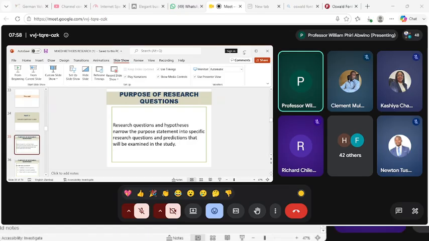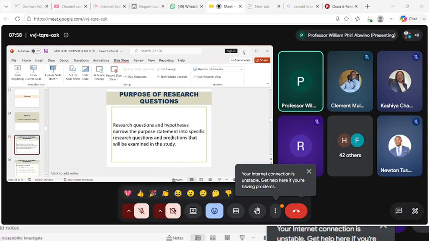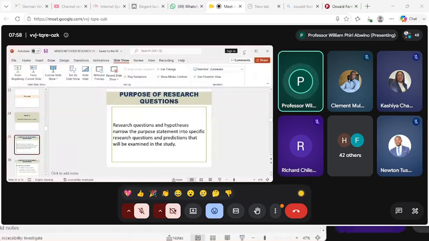Right. In this regard, in the same study, you may be forced to use both research questions or hypothesis, because these are the methods of research. Okay, let's continue with our work, unless someone has a question. Let me just continue.